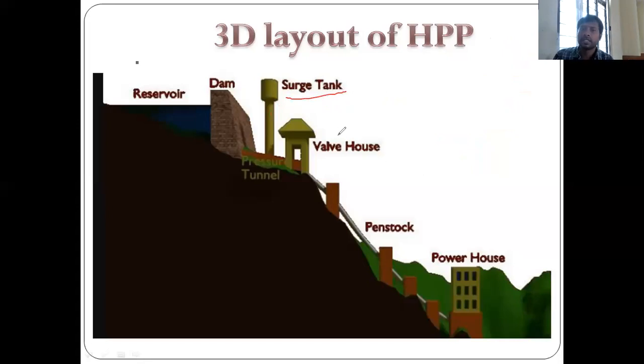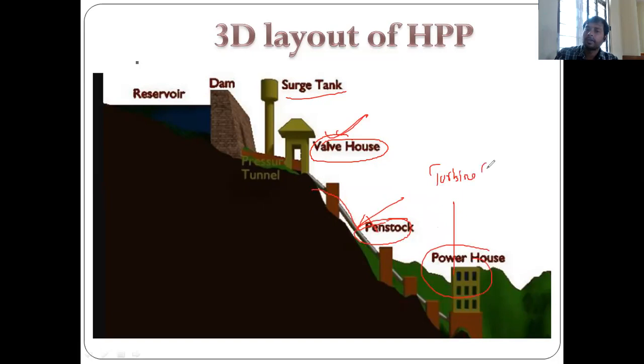And the valve house: if you want to release the water to the turbine, that can be controlled, nothing but water pressure can be controlled by using this valve house. And this is the penstock, nothing but a pipe, and this is not a concrete pipe, this is a special steel pipe. And this is the power house, where the turbine and generator will be coupled.